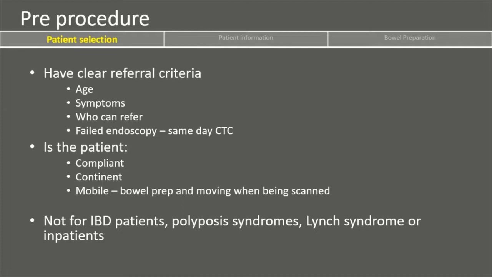So what can you do prior to the procedure? Having clear patient selection criteria is really important, and every department will be different. You need to have a referral criteria based on what age you're happy to perform CTC on and which symptoms you're happy for patients to be referred with. Who can refer the patients? Really important. I think the people who are referring for CTC need to have a clear understanding of what the study entails, what the patients have to go through.